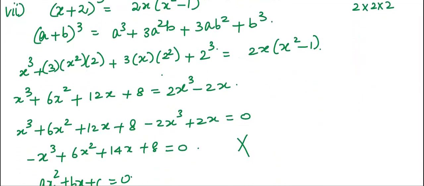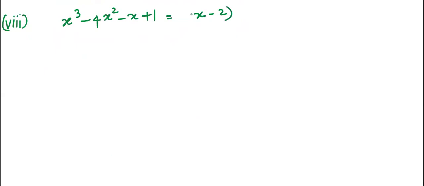Okay, now next one, question number 8. We come to the last question. What is the last question? The question is x cube minus 4x square minus x plus 1, which is equal to x minus 2 the whole cube. Okay, now this is in the form of a minus b the whole cube. Earlier we saw a plus b. Now this is actually a minus b.